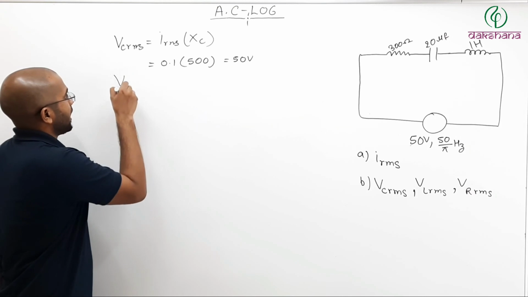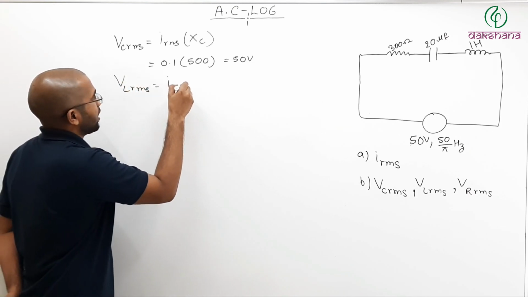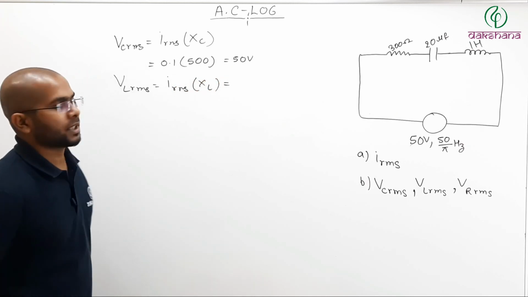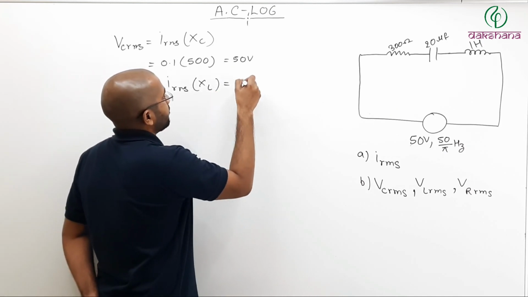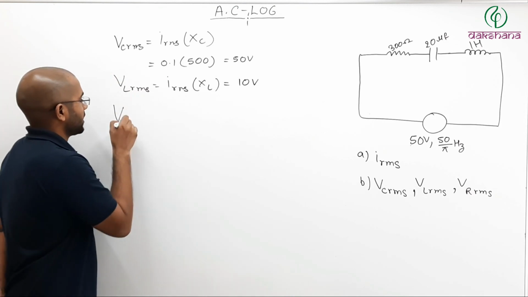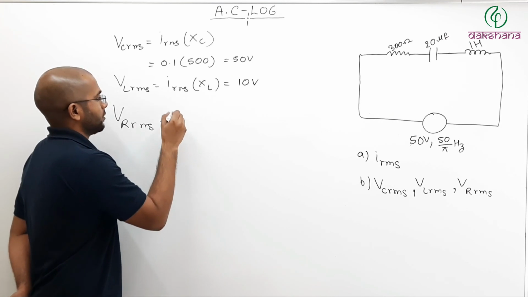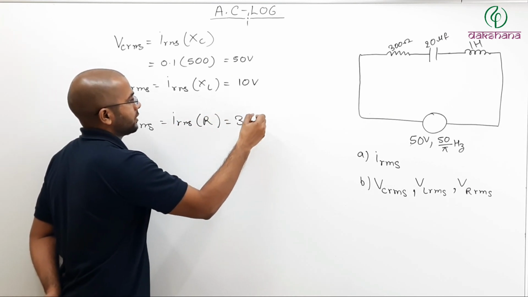What about VLRMS? VLRMS is nothing but IRMS times XL. XL we had calculated as 100. So that is 0.1 times 100, which would be 10 volt. What about VRRMS, the RMS voltage across the resistor? IRMS times capital R, which is 30 volt.